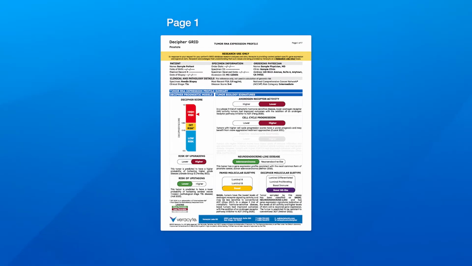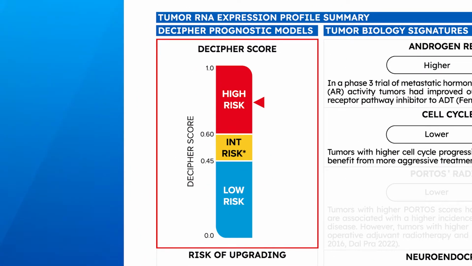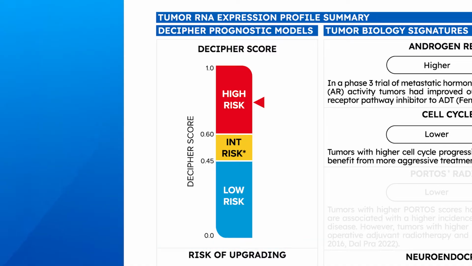This is page 1 of the Decipher GRID report. First, we will see on the left-hand corner the Decipher genomic classifier. This is the 22-gene Decipher score that we should all be familiar with. It's the score that we get when we order the Decipher test on our patients, and it's on the clinical report.